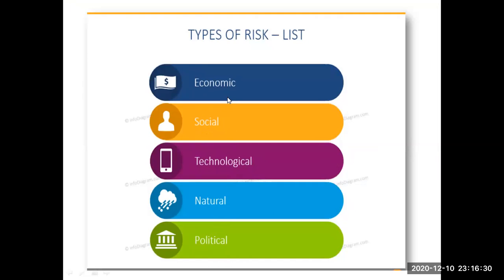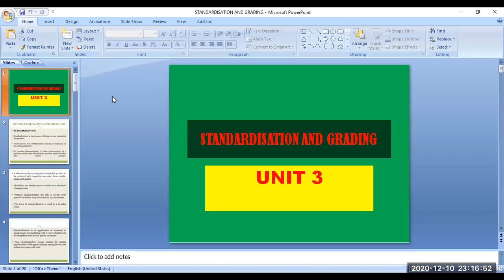Economically, they face so many problems, such as capital investments. Social means inside and outside also. Technologically, how we have to improve our production and how we have to improve the products. Natural calamities can happen. That is also a risk. Then political: government changes, and political rules and regulations can also change. These are the types of risk. So with this, I'll finish it and we move on to the next.